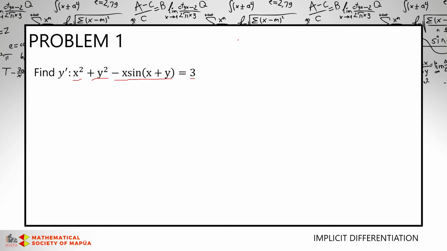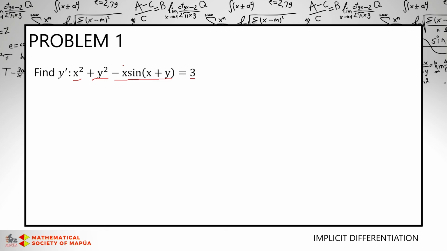And always remember na when you say, di ba, find y prime or dy over dx siya, di ba? We are differentiating with respect to x. Okay, and when we are differentiating with respect to x, ang derivative ng x is 1. Di ba? And ang derivative ng y is y prime. Okay, so always remember that. So kung we are, katulad nito, looking for y prime, which means we are differentiating with respect to x. Every time na nagdi-differentiate ka ng y, meron kang y prime.